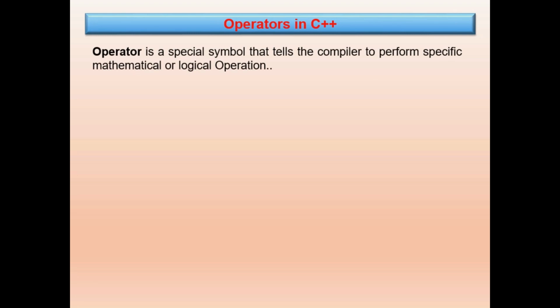Operators in C++. The definition of operators in C++ is: an operator is a special symbol that tells the compiler to perform specific mathematical or logical operations which are required at the time of execution of the particular program. All these operations can be performed with the help of the following operators.